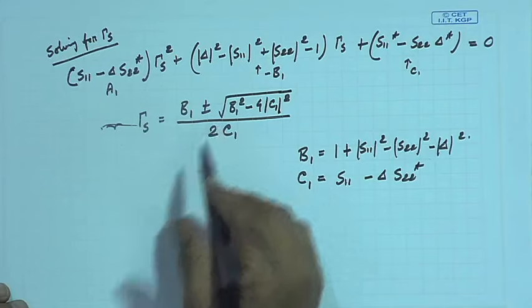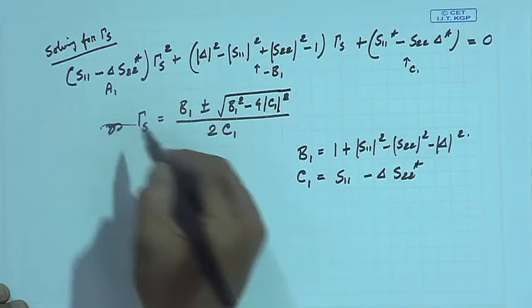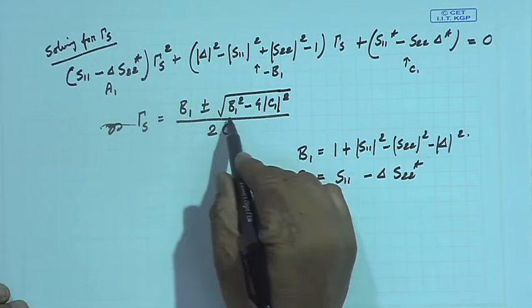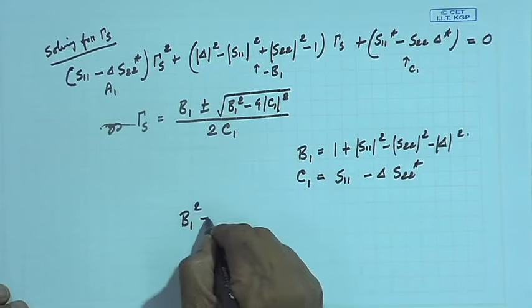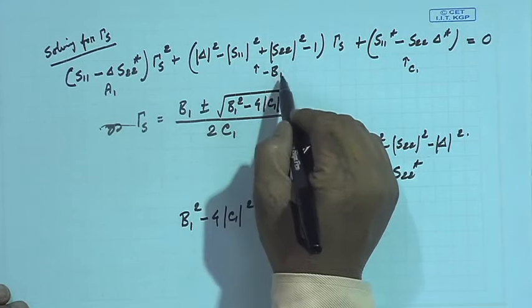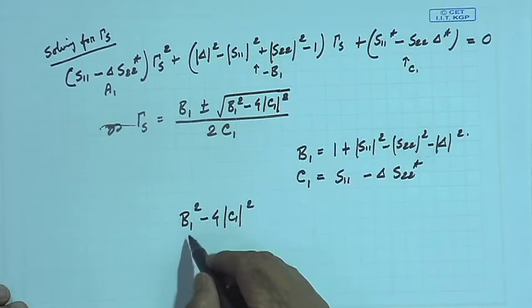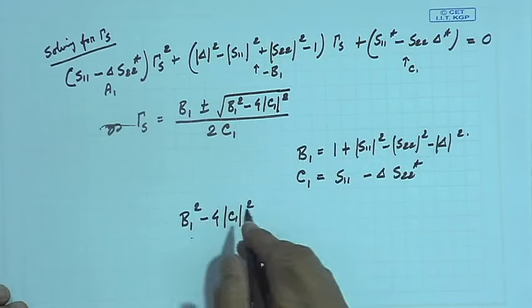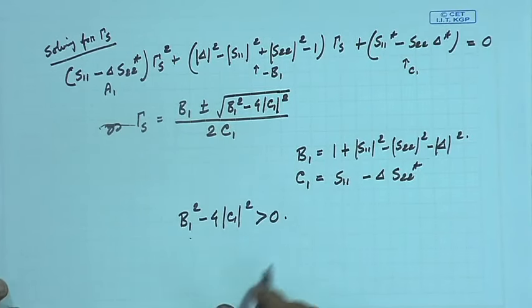Okay. So, with this, now this will have solutions provided this part, this B1 square minus 4 C1 square. You see, B1 minus B1 is a real number. So, B1 is also a real number. So, this and this is also a real number. If this is greater than 0, then only this will have a solution.